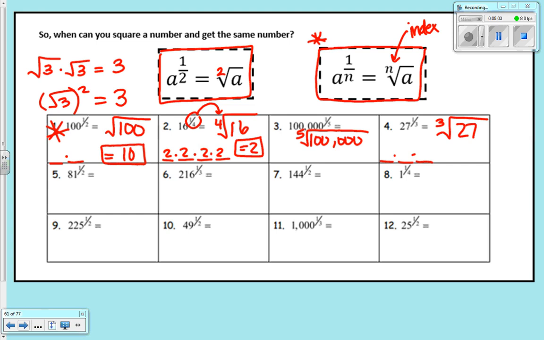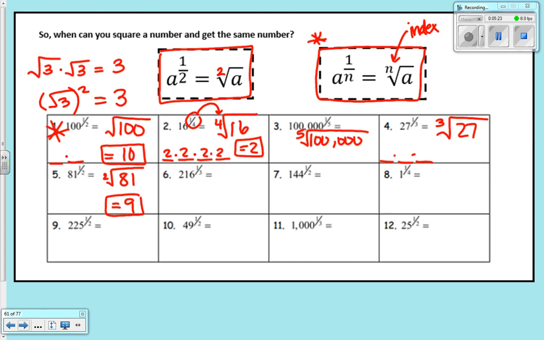Number 5, 81 to the 1/2. Well, that's just the normal square root of 81. You could put a 2 here if you wanted to, but typically we just know that without it, it is a square root. So don't worry about it if that's what you're used to. In this one, we actually could work it out, right? We're pretty good at square roots. Square root of 81 is 9.